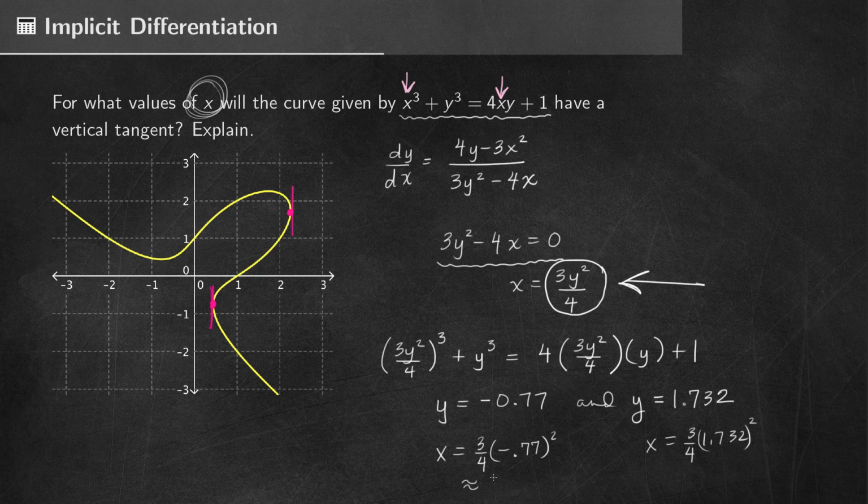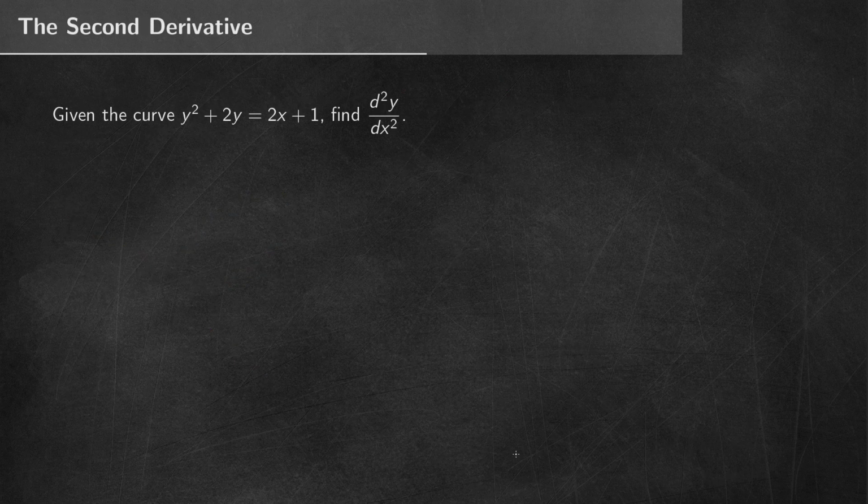Okay, so we get x approximately 0.444 and x approximately 2.25. Given the curve y squared plus 2y equals 2x plus 1, find d squared y over dx squared.